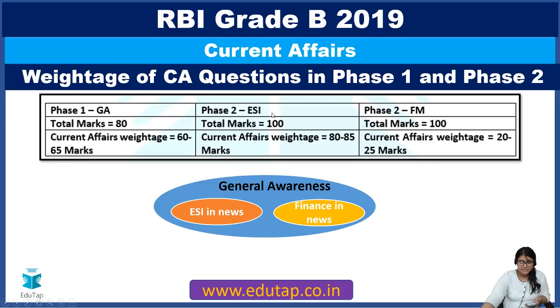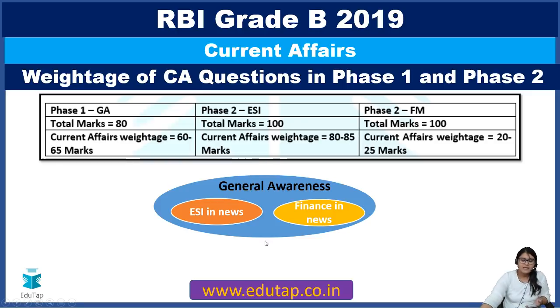Talk about ESI, out of 100 marks, 80 to 85 marks. Again, huge, right? Phase 2, out of 100 marks, 20 to 25 marks. Not huge, but important, okay? Why important? You know that finance is a bit tricky when you compare it with ESI and the other areas, okay? So this is one trump card that you can play, where you can make sure that you do well in your current affairs section, so that your FM marks get a boost, right?